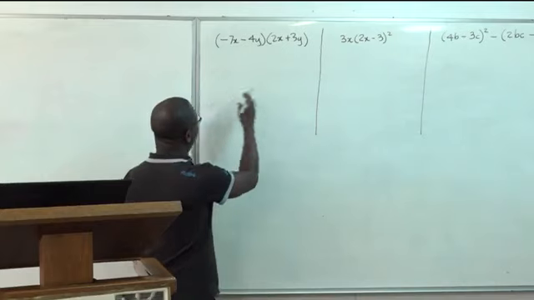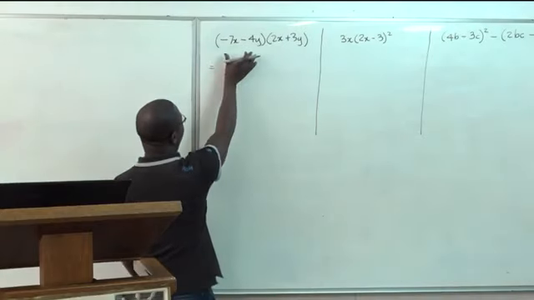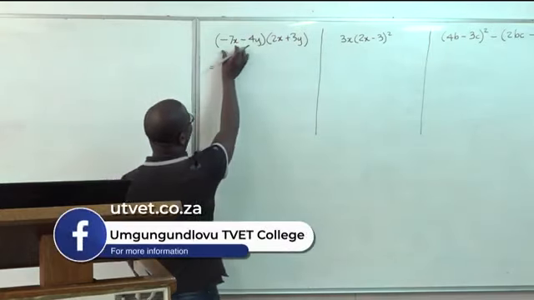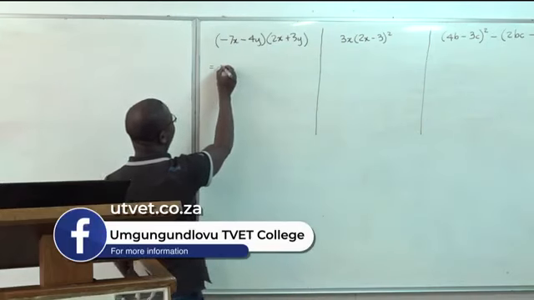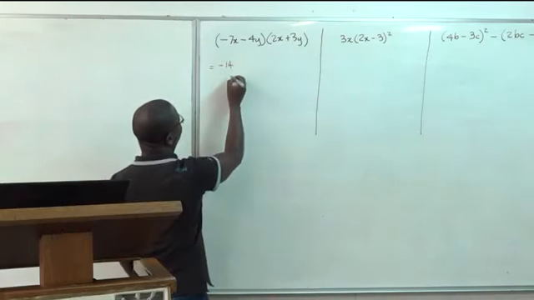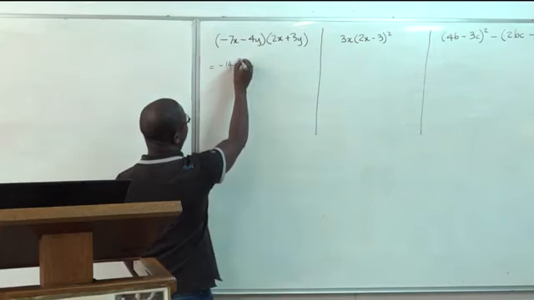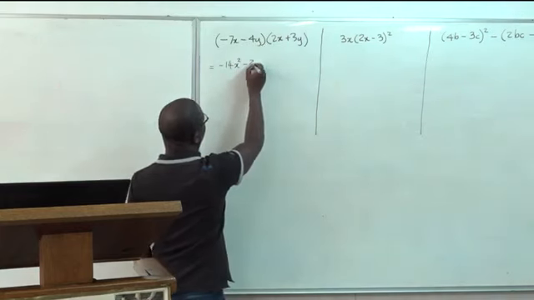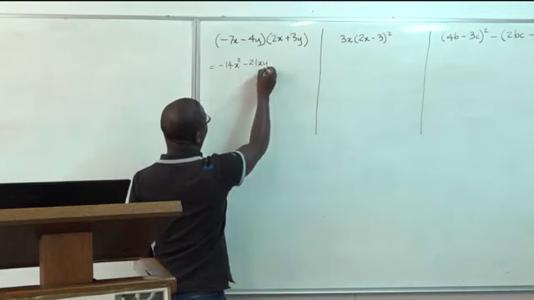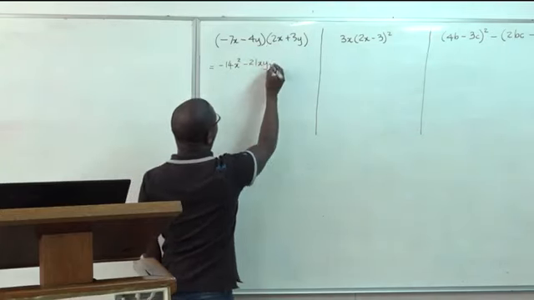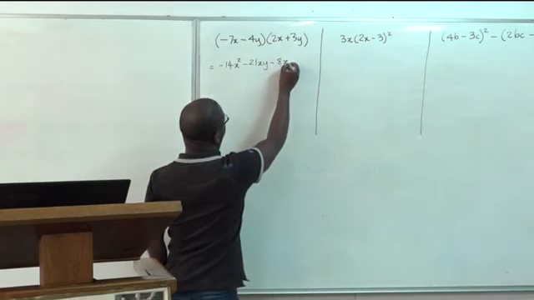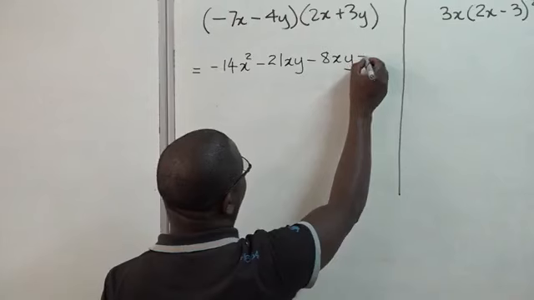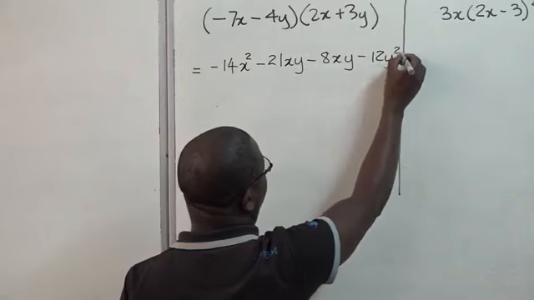Once again, we have to multiply each term in the first bracket with the terms in the second bracket in turn. Minus 7x times 2x, a negative and a positive, gives us a negative. That gives us minus 14x squared. Minus 7x times 3y, it gives us minus 21xy. Minus 4y times 2x, it gives us minus 8xy. And then minus 4 times that 3, it gives us minus 12y squared.